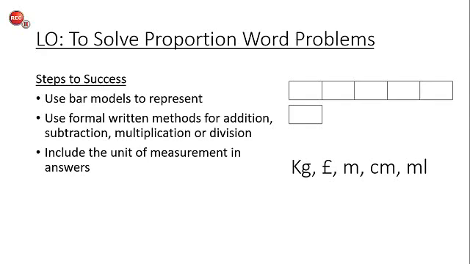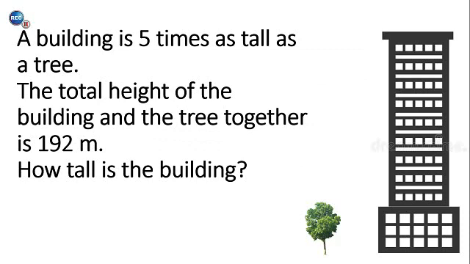Right, okay, are you ready to start? Let's have a look at our first word problem. A building is 5 times as tall as a tree. The total height of the building and the tree together is 192 meters. How tall is the building?